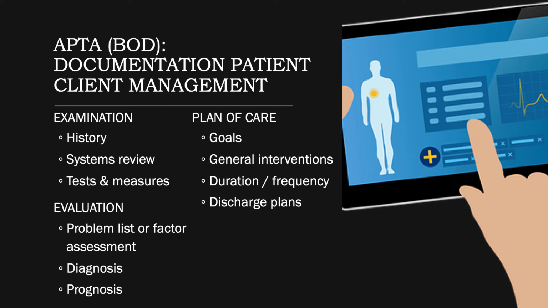And then finally, the plan of care. And this should include your goals that we've already discussed, but also a list of general interventions that you think are going to be necessary to reach those goals, how often you'll see them and for how long, and then discharge plans that show the functional level they should reach before you discharge them, and again, the prognostic statement of how long that will take.